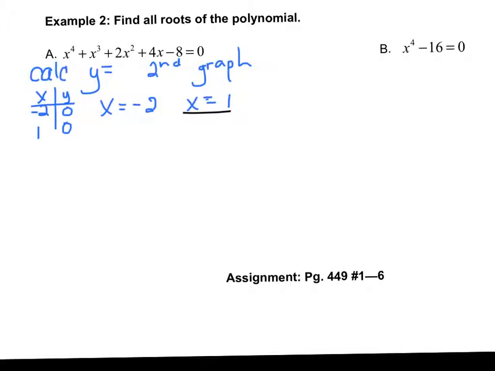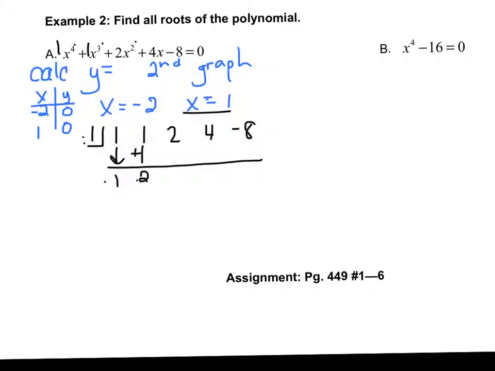So in class I used x equals 1 first. So I'll put 1 in the box, and then we'll take the coefficients from the equation, 1, 1, 2, 4, and -8. It's standard form with no skips, so we're good. We'll do synthetic substitution, drop the 1. 1 times 1 is 1, 1 plus 1 is 2, 1 times 2 is 2, 2 plus 2 is 4, 1 times 4 is 4, 4 plus 4 is 8, and 1 times 8 is 8, and we get a remainder of 0.